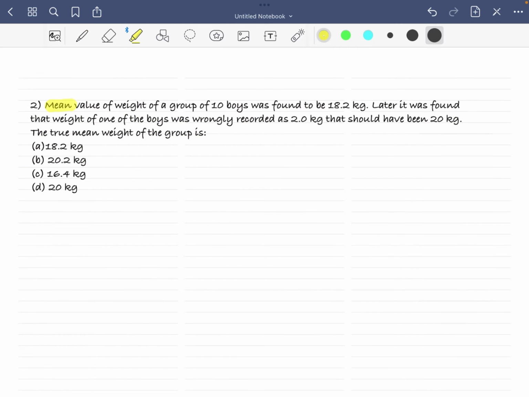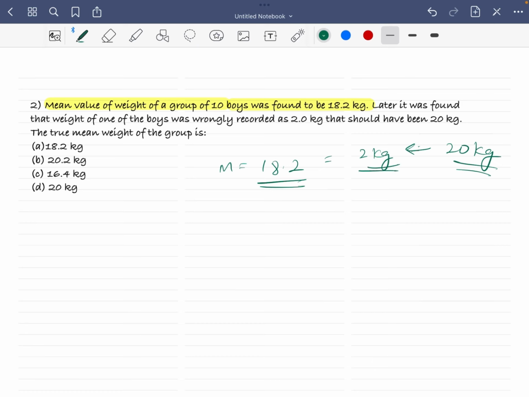So here's the next question. The mean value of the weight of a group of 10 boys is found out to be 18.2. So they have given the mean. Later it was found out that one of the boys was wrongly recorded as 2 kg. So in this 18.2, there is one unit which is 2 kg, which was supposed to be 20 kg, which was wrongly marked and became 2 kg, right? So they want us to find out what will be the true mean of the group.